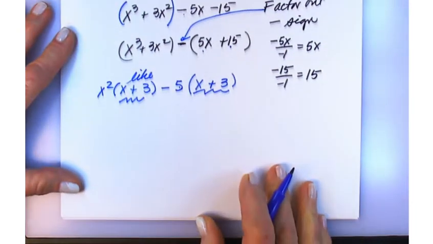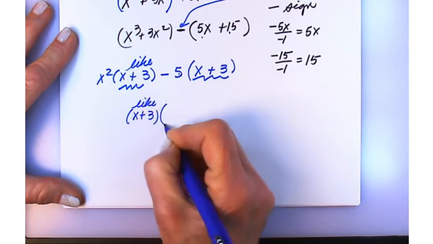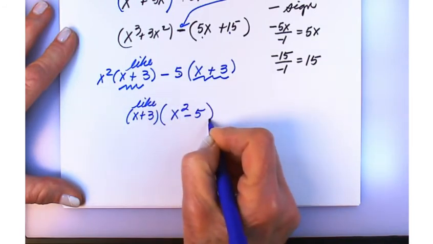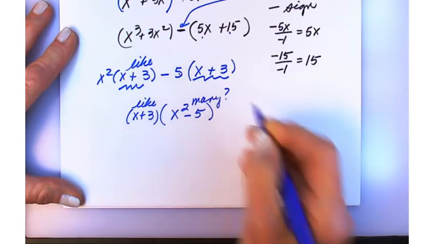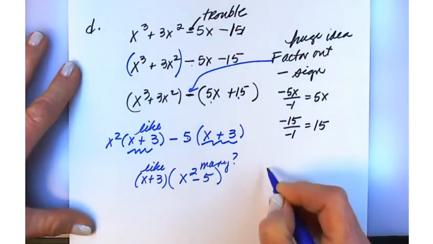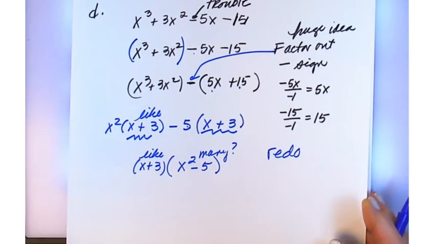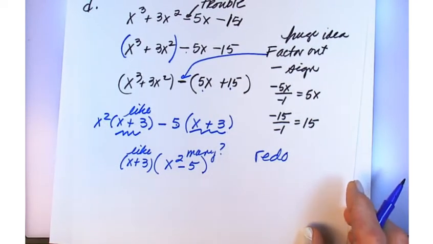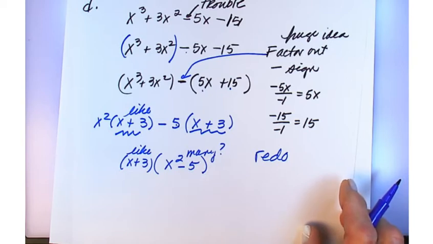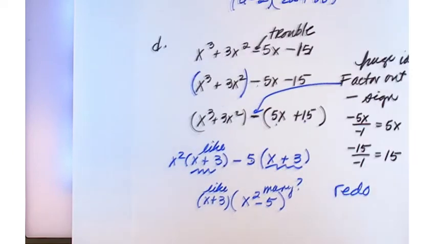Okay? So now I have x plus 3, which is like, and I have x squared minus 5, which tells me how many I have. Okay? So you want to redo this whole problem and understand about factoring out the minus 1. Okay?